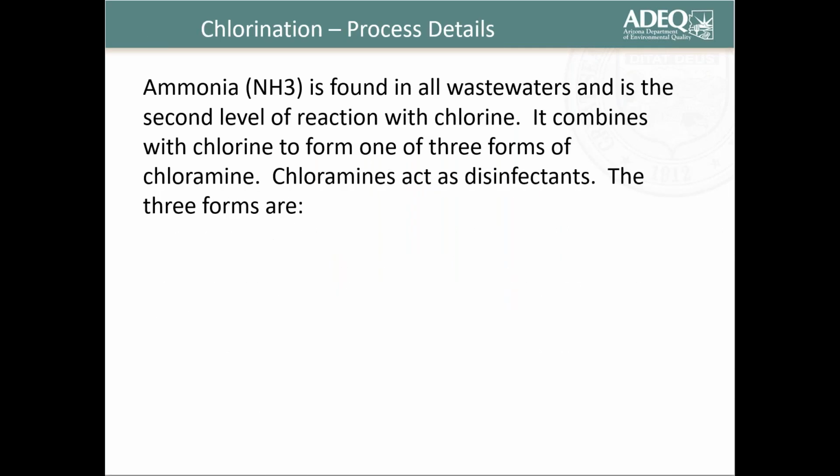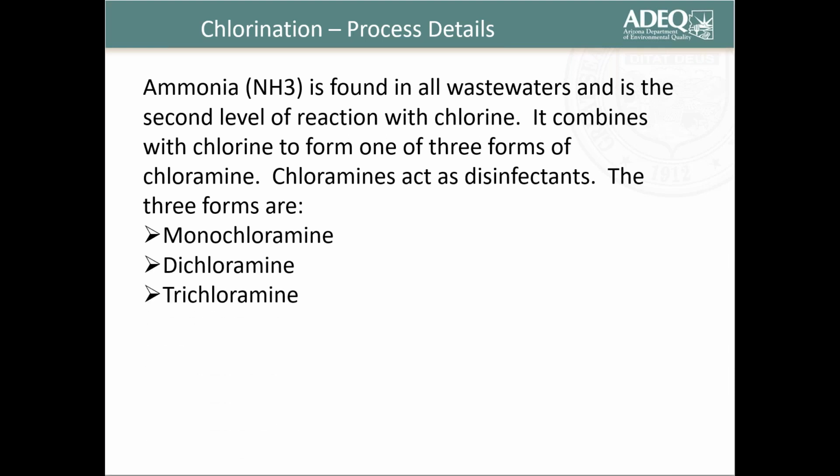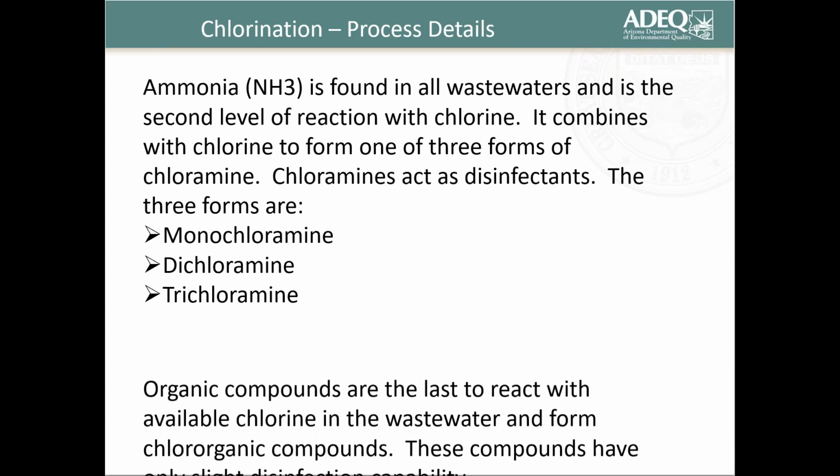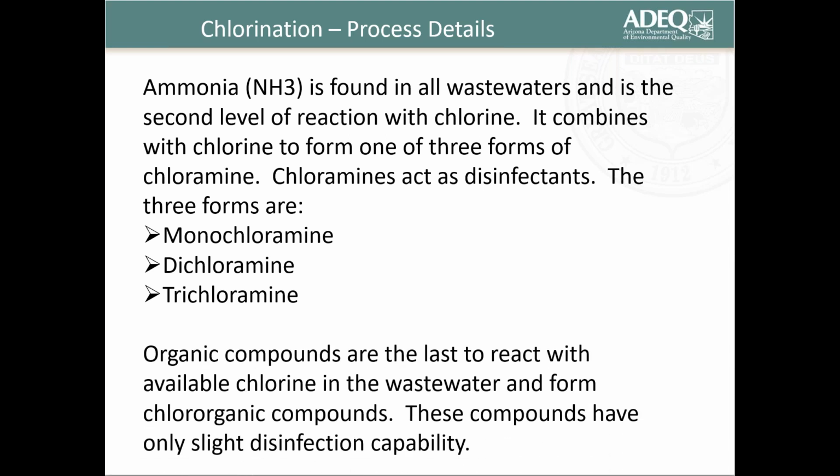Now, ammonia, NH3, is also found in all wastewater and is the second level of reaction with chlorine. It combines with chlorine to form one of three forms of chloramine. The chloramines act as disinfectants, and the three forms are monochloramine, dichloramine, and trichloramine. And then finally, organic compounds are the last to react with available chlorine in the wastewater and form chloroorganic compounds. These compounds have only a very slight disinfection capability.